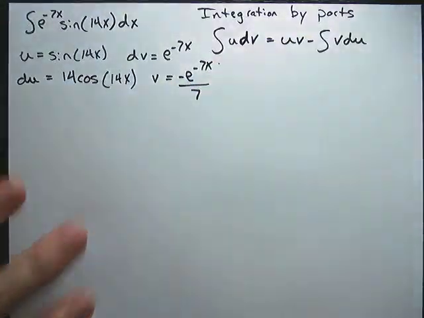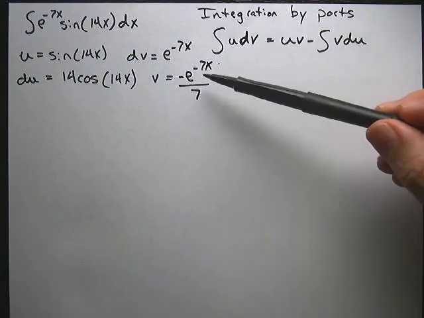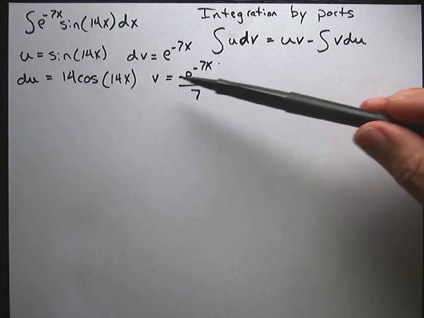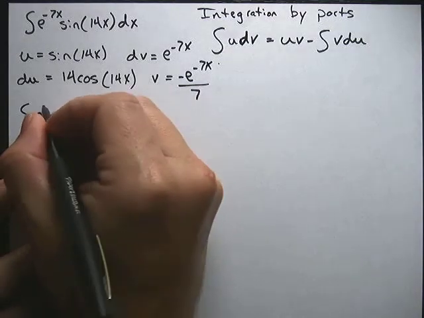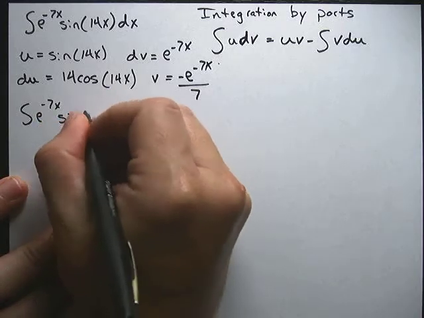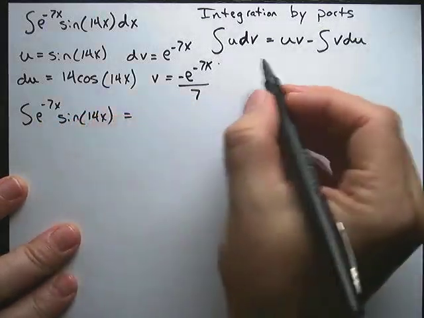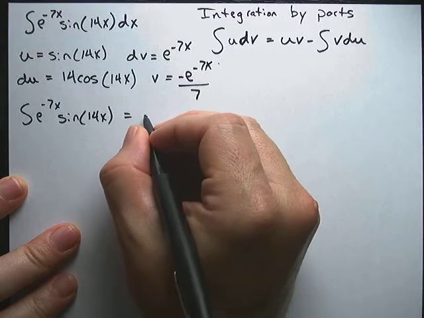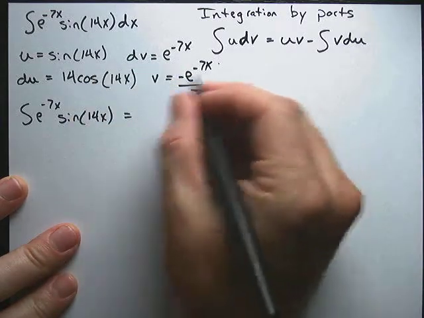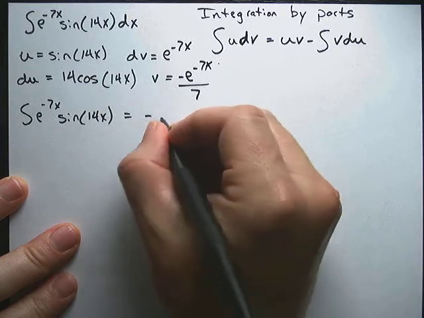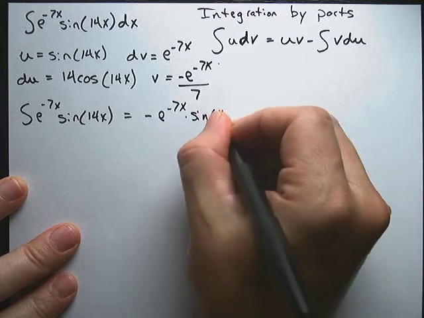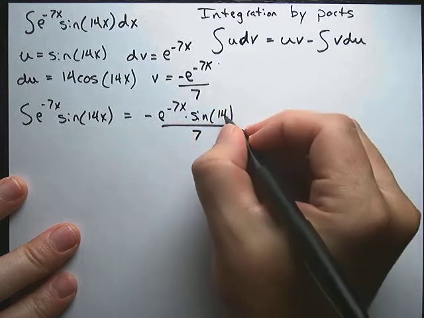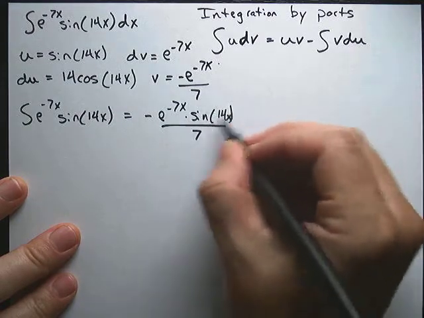So the integral is the opposite of the derivative. So if you were to take the derivative of this term, the 7 would have been out front. But since we're taking the antiderivative, the 7 is going to go in the denominator. Okay, so let's see what we have. I'm going to rewrite the integral here. Equals uv. So uv is sine of 14x times this term. So I'm going to write this term first. Negative e to the negative 7x times sine of 14x divided by 7. Oops, there's the x. Okay, so here's the u, here's the v.